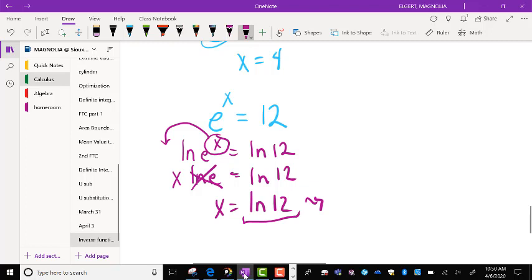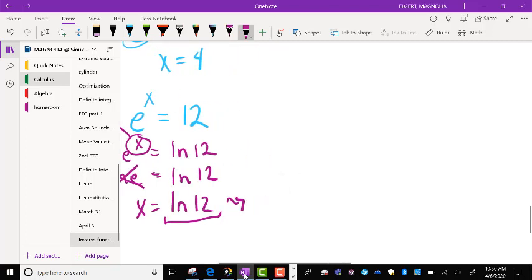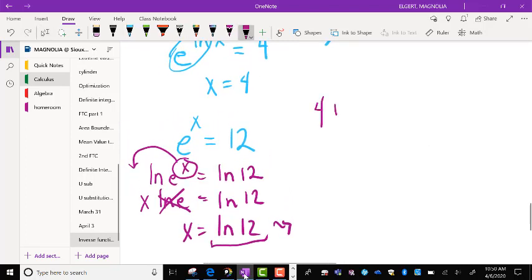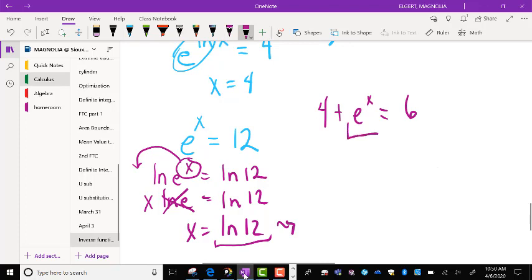Natural logs are mostly irrational numbers, so it's some irrational number. You could type in the natural log of 12 in your calculator and get whatever decimal approximation that is. In order to use that, if you started with 4 plus e to the x equals 6, before you take the natural log, you need to isolate your function in terms of e. So you'd want to move your 4 over first.